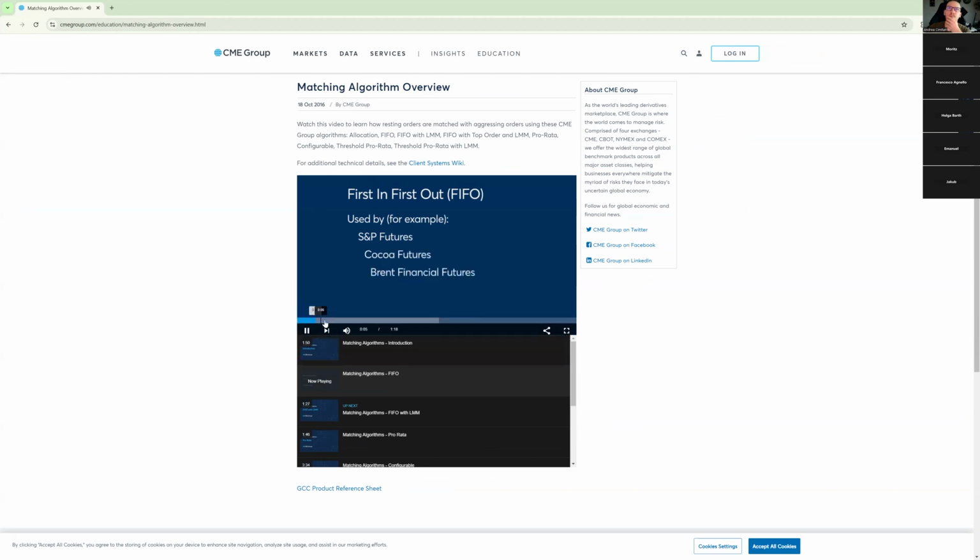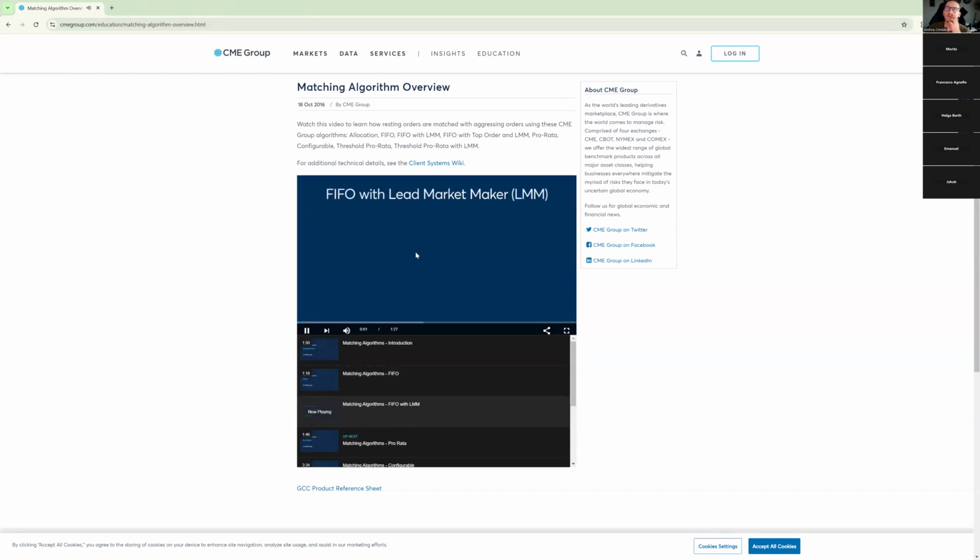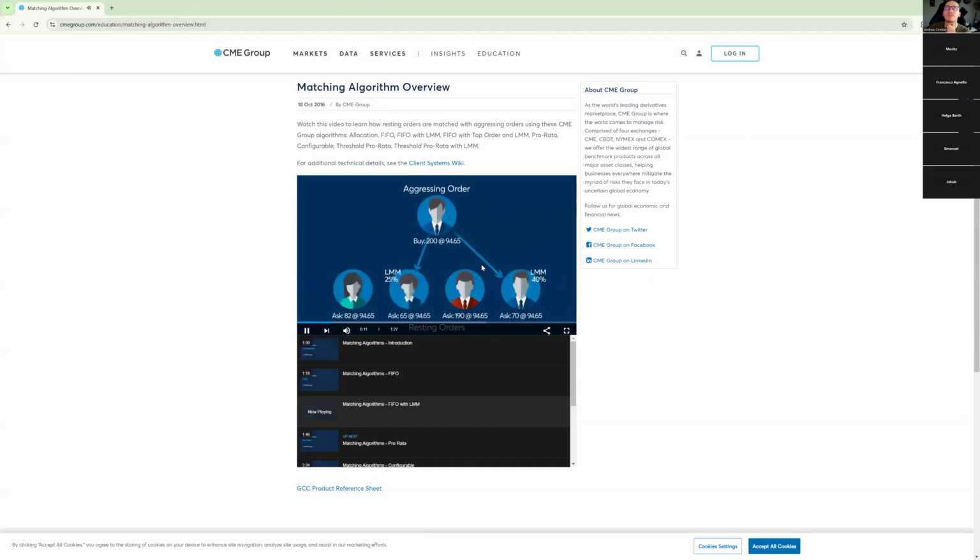As the name implies, FIFO allocates by best price and earliest time the order arrives. So you can look at the explanation. It's exactly the same as I've explained. As you can see, some are just FIFO. Some are FIFO with lead market makers. Lead market maker, LMM, is a designation given to CME Group authorized market makers who provide a two-sided market for an assigned instrument and therefore receive a percentage allocation of incoming orders. Okay, they receive a percentage allocation of all incoming orders.